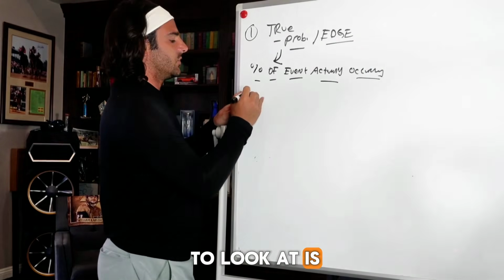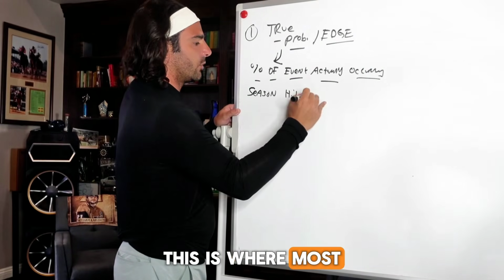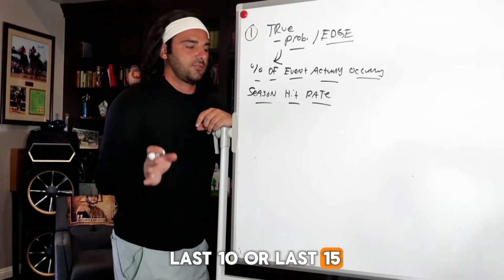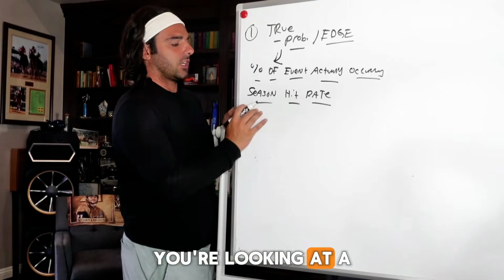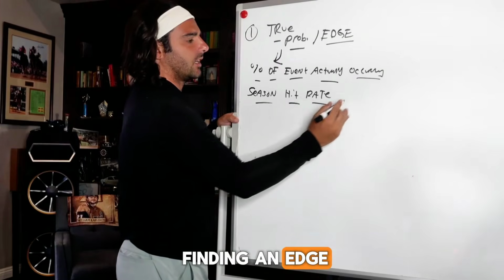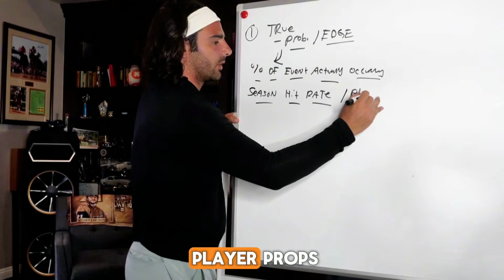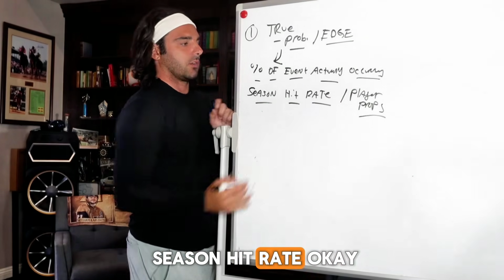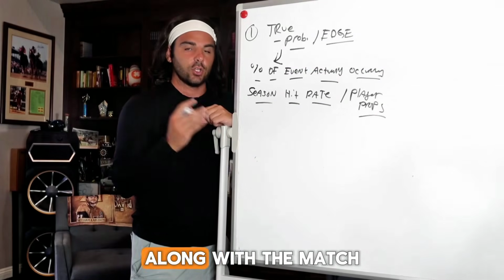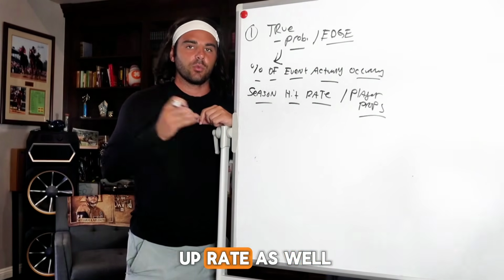First thing you need to look at is a season hit rate. This is where most people get this wrong. They think they should be looking at the last 10 or last 15. That's not what you're looking at. You're looking at a season hit rate here, okay? And this is primarily for finding an edge when you are using player props. That season hit rate needs to be written down along with the matchup rate as well.